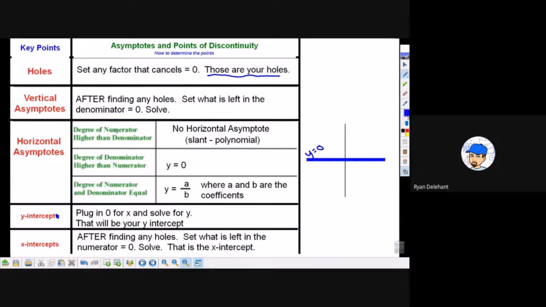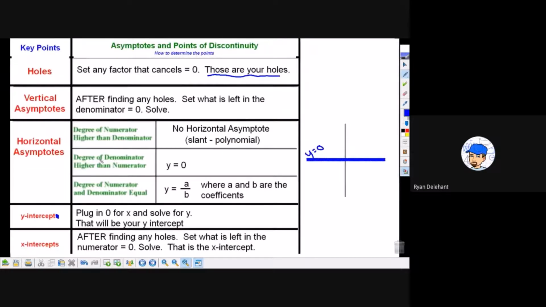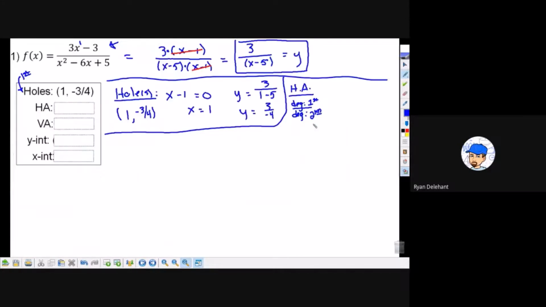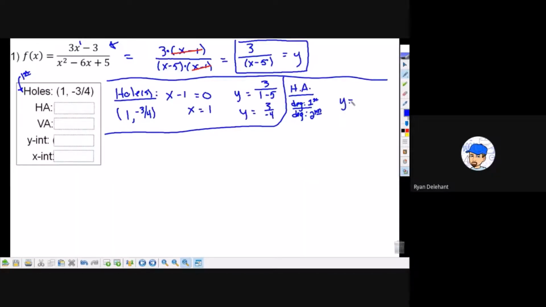So right here says the degree of the numerator is higher than the denominator. So the top is bigger than the bottom. Is the top bigger than the bottom? No. The degree of the denominator is higher than the numerator. So this is the bottom is bigger than the top. Is the bottom bigger than the top? So this is what we have for this one. That means our answer for this asymptote is y equals 0. So y equals 0 is going to be the equation of the horizontal asymptote.